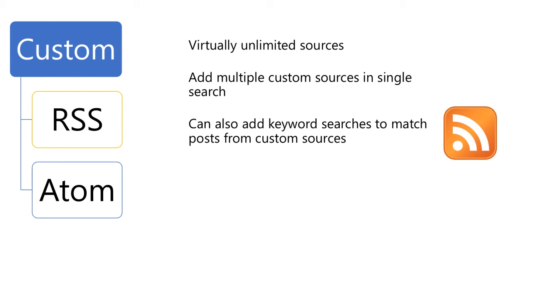Now, when it comes to custom sources, we have both RSS and Atom feeds available. This gives us virtually unlimited sources. You can add multiple custom sources in that single search, and you can also then add keyword searches to match posts from your custom sources.